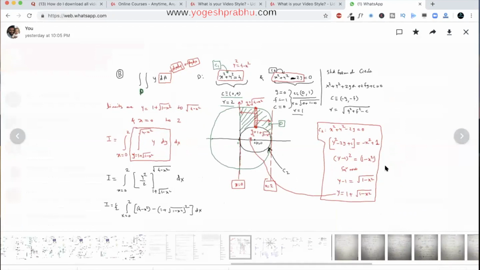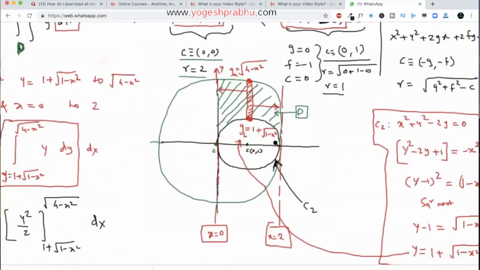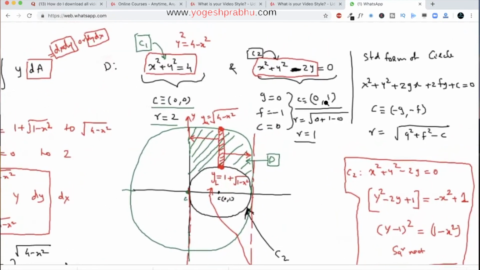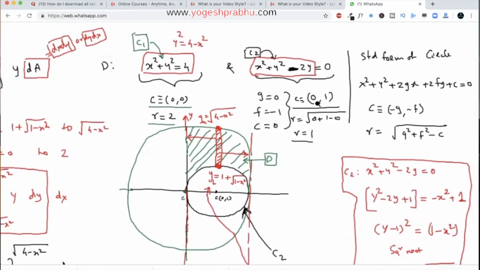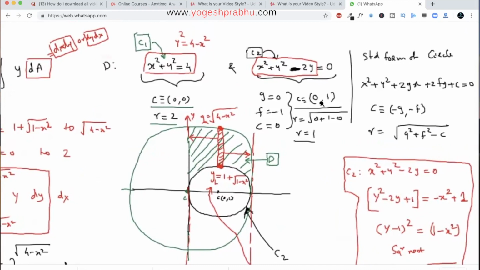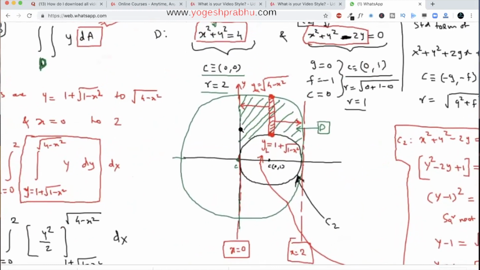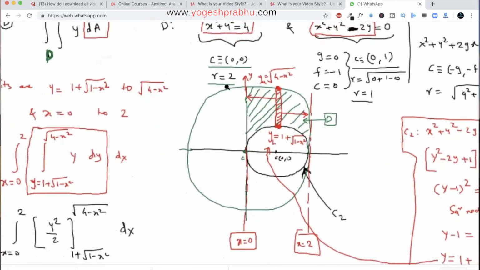Very different. No, not very different. We just made one mistake here. What is the center of a circle? Oh, 0 to 1. It should be 1 to 0. Yes, so the center should have been here. And then the circle should have been this.